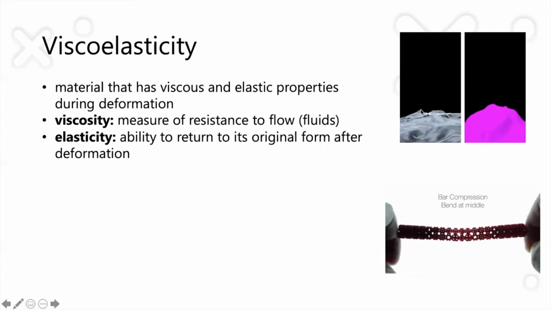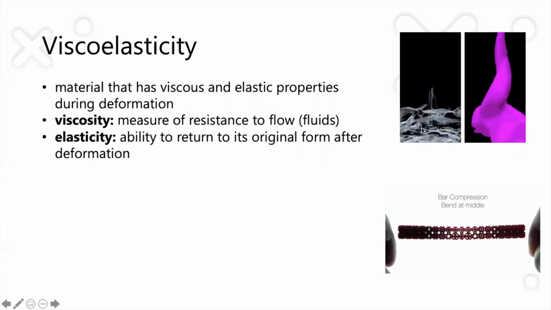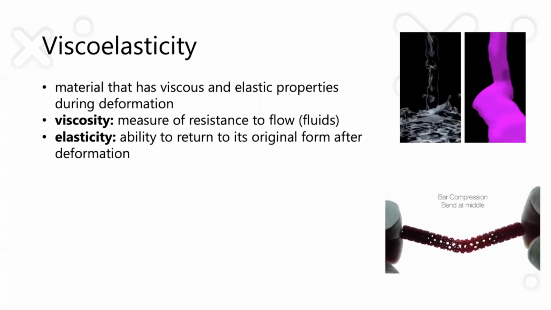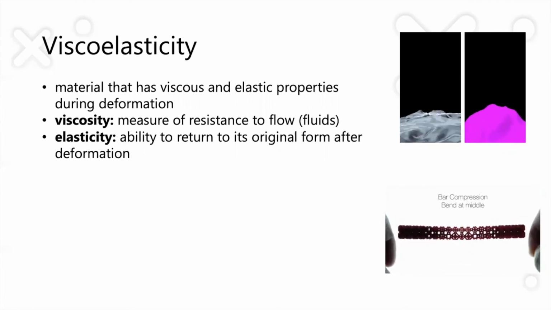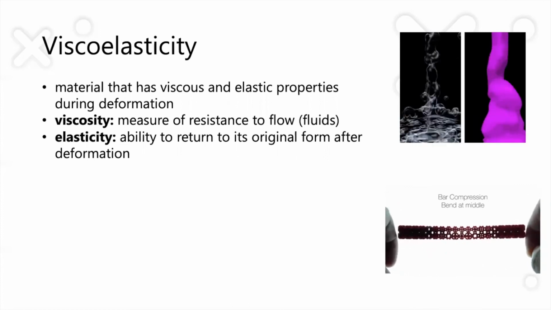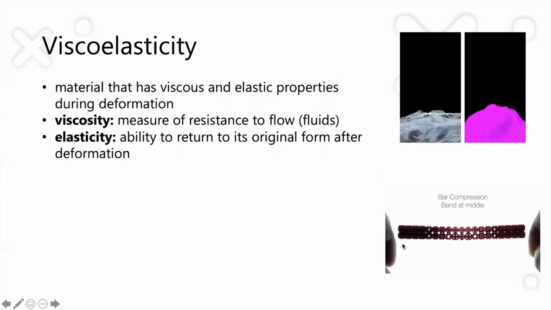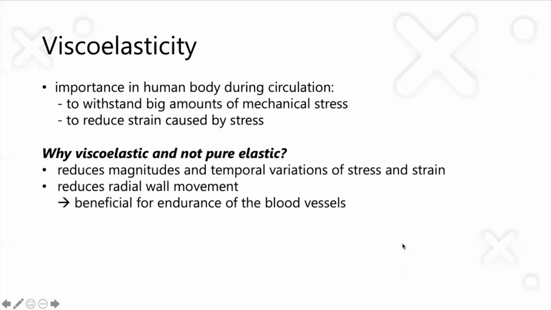And here, for example, you can see that we have water. Water, for example, is relatively thin and therefore has a low viscosity. And in comparison to that, we have another substance that would have a higher viscosity. And elasticity is the ability to return to its original form after deformation. An example for that would be shown here.